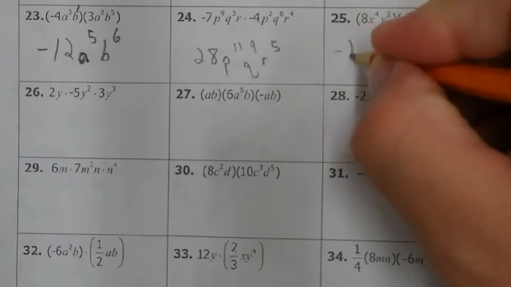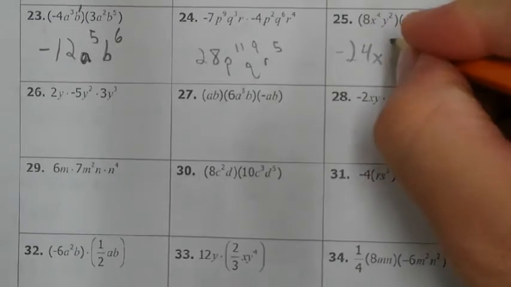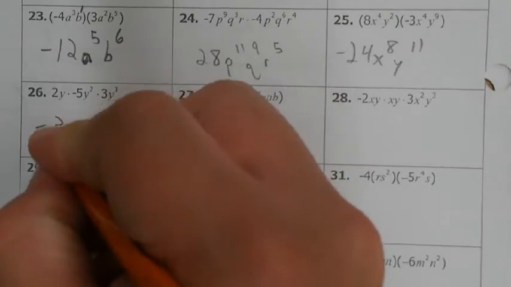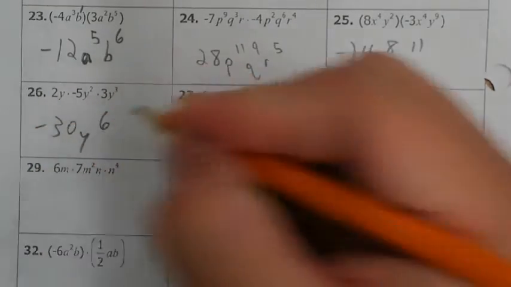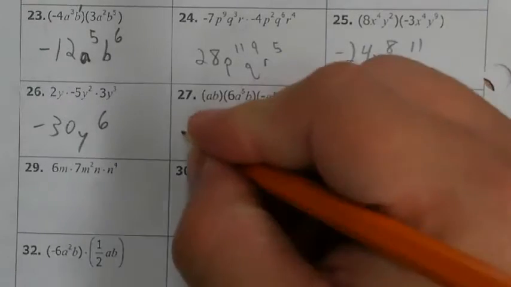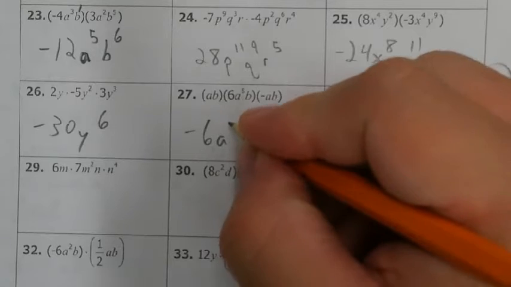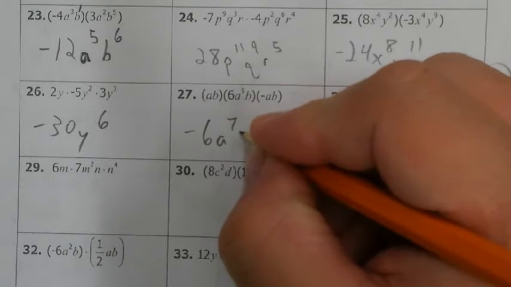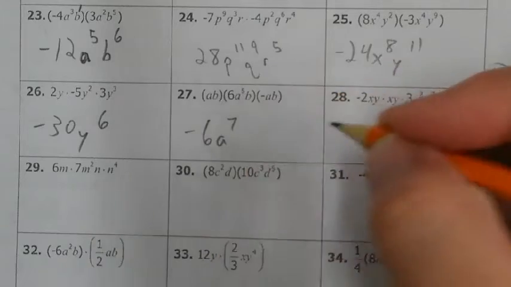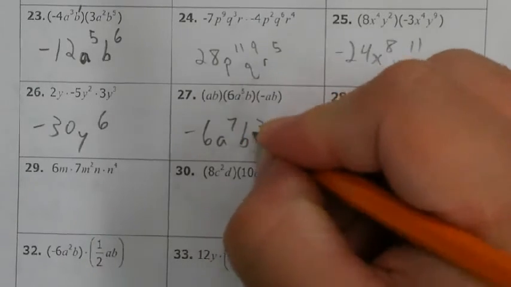Negative 24x to the 8, y to the 11. Very good. 26. Faith, what'd you get? Y to the 6. Very good. Nice. 27. Rory, what'd you get? Negative 6a. Okay, it's hard to hear you. Say that again. Negative 6a to the 7, b to the 3. Very good. Yep, good.